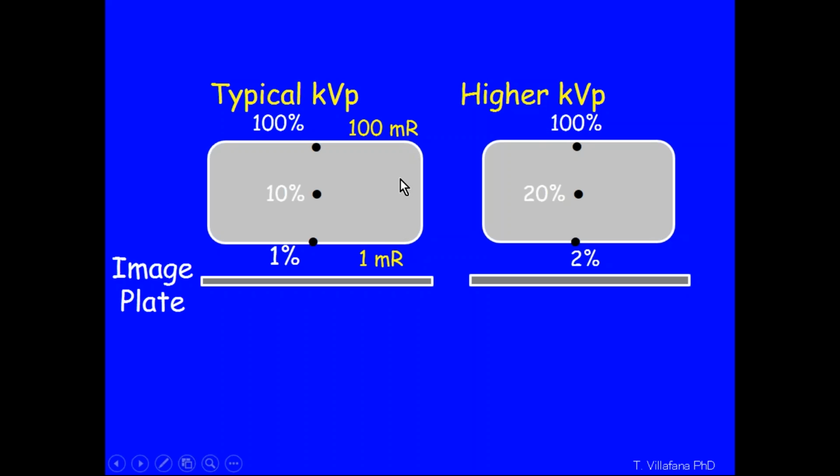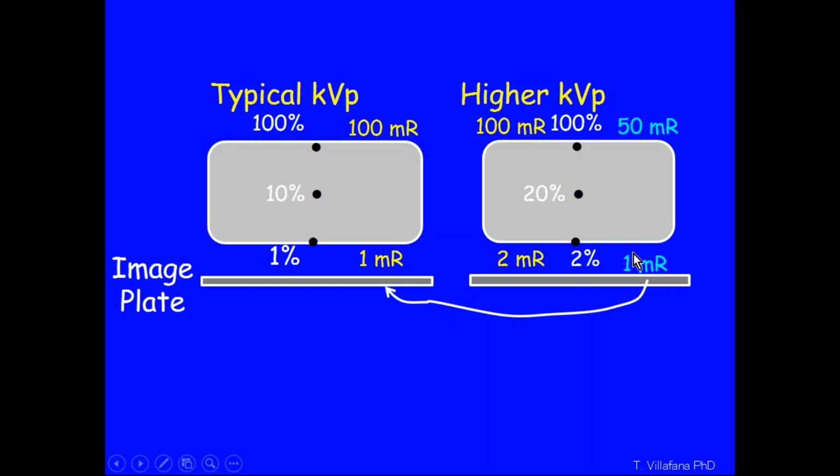Now, let's decide to go to a higher kV with the greater transmission. If you gave 100 MR like you did in the prior case, now you're going to get twice as much arriving at the image plate. Too much radiation. You only needed 1. But now, because of the greater penetrating ability at the higher kV, you've got 2. 2% of 100 is giving you the 2 MR. Well, what do you tell the technologists? Go back and lower the dose. Cut the dose in half. So he goes back, and instead of giving 100 MR to the patient at the skin, he gives 50 MR.